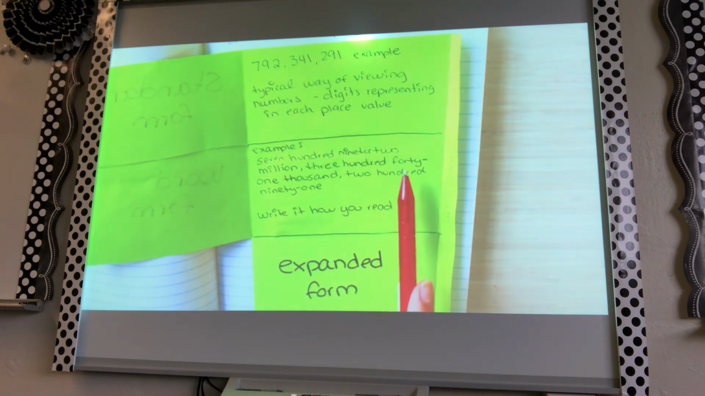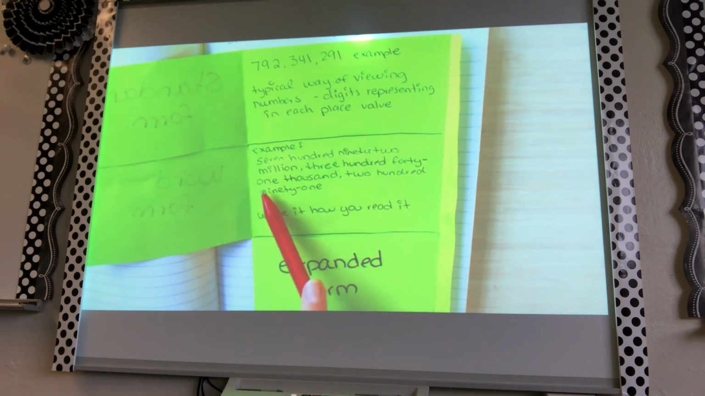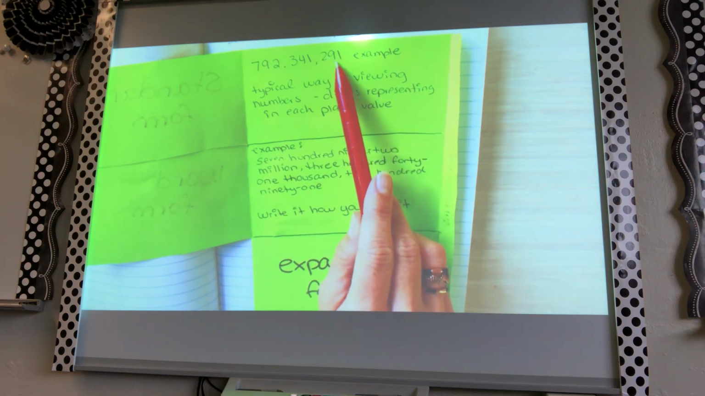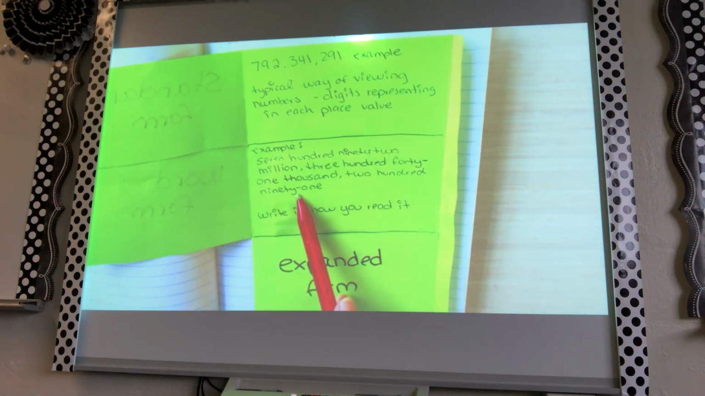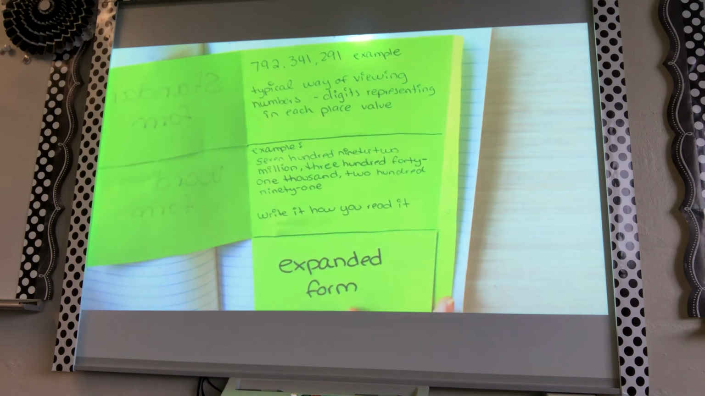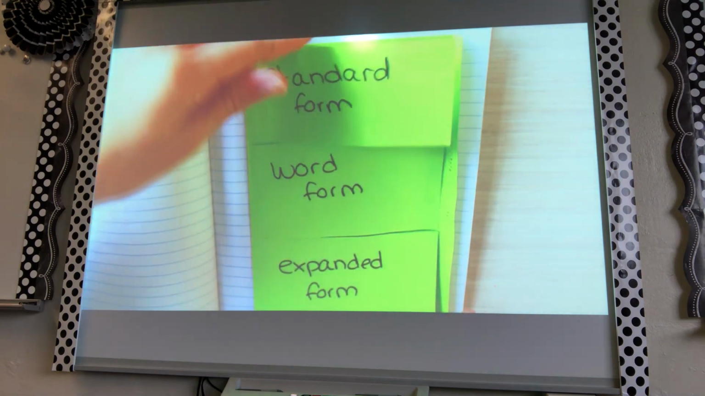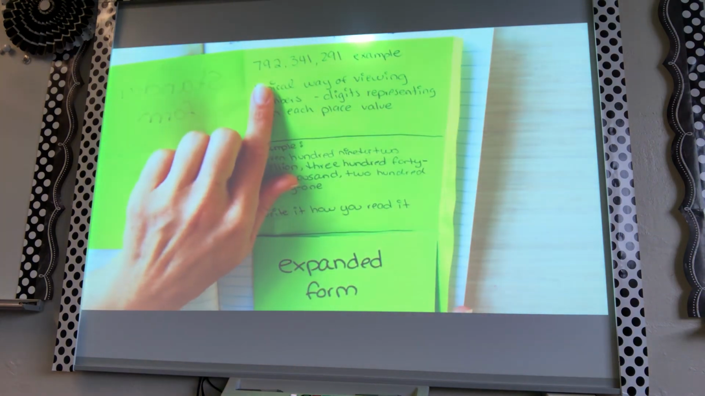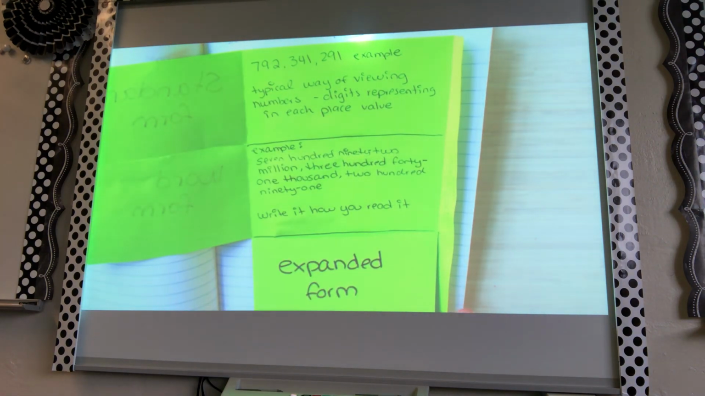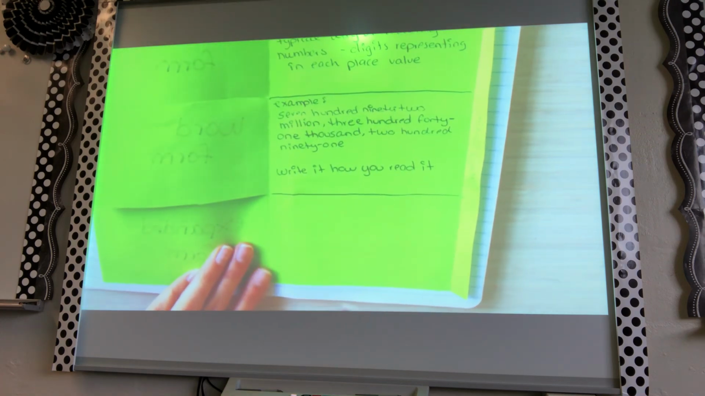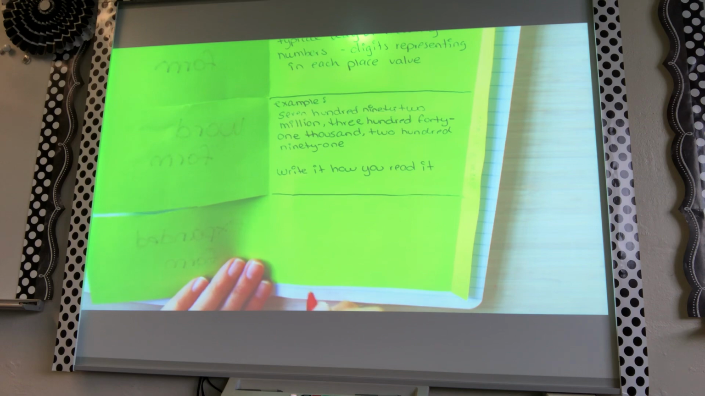If I have 41,000, it's 40 hyphen 1,000. 291, when I say those together, it's 91. So now we've got that word form: write it how you read it. I'm going to use the same value as I did up here, but I'm going to use expanded form. Expanded form, at the very bottom, is just breaking it apart with place value.